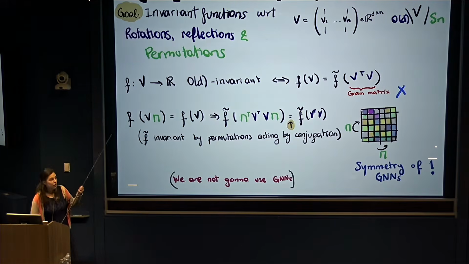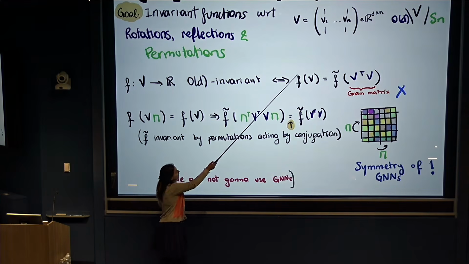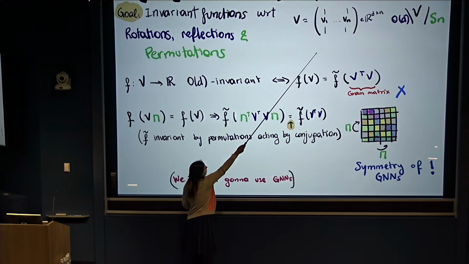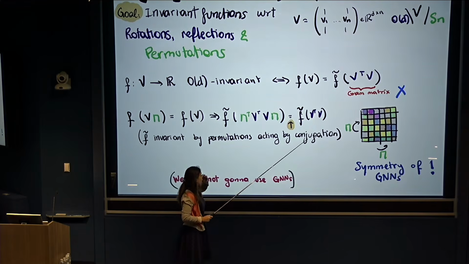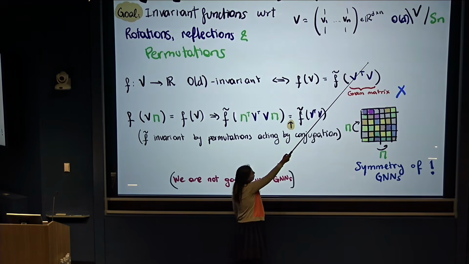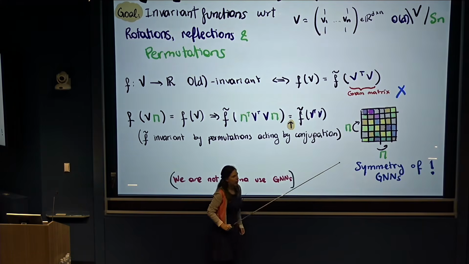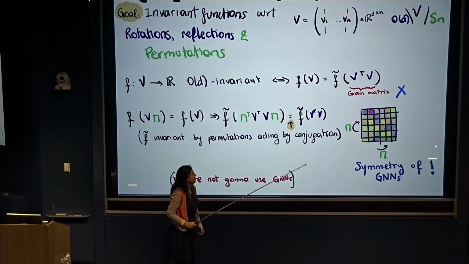So we have our points here, our endpoints in R^d. This is my point cloud. And now I act by the orthogonal group on the left and by the permutation group on the right. So I want to look at the invariant functions with respect to that.